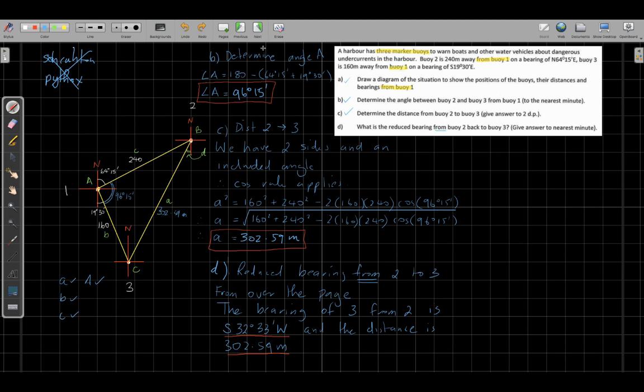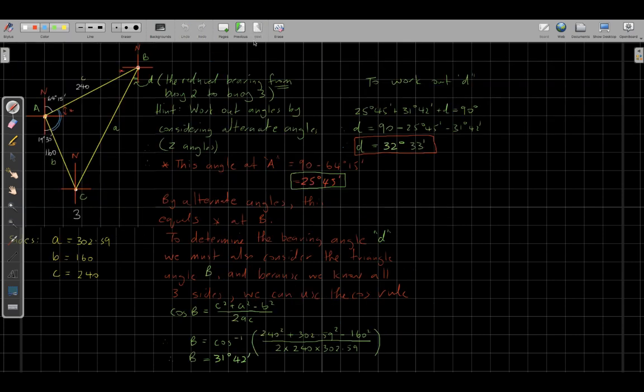Okay, so reduced bearing from 2 to 3. We're going to pop over to the next page and we'll come back afterwards. All right, so we're looking for angle D, this little angle in here, and that's the reduced bearing from B to C, south something west. Now, a hint here for doing these questions is always look for alternate angles, Z angles. Always look for Z angles, okay?